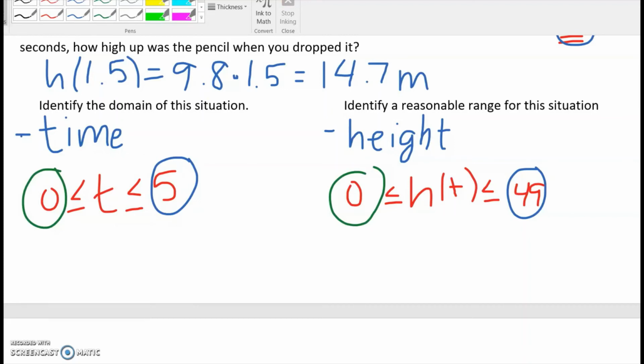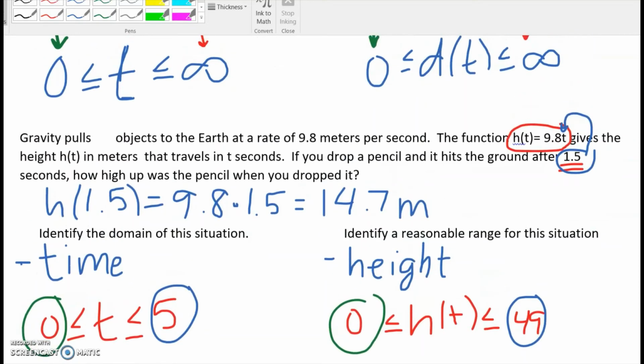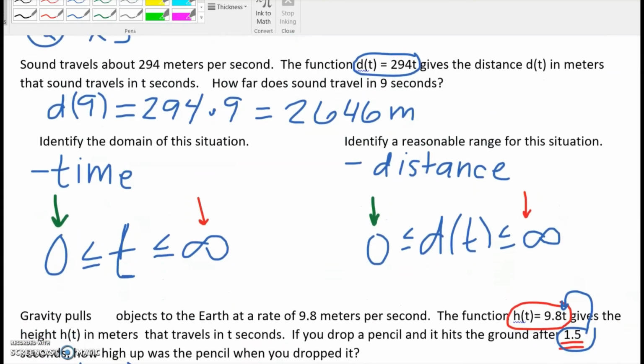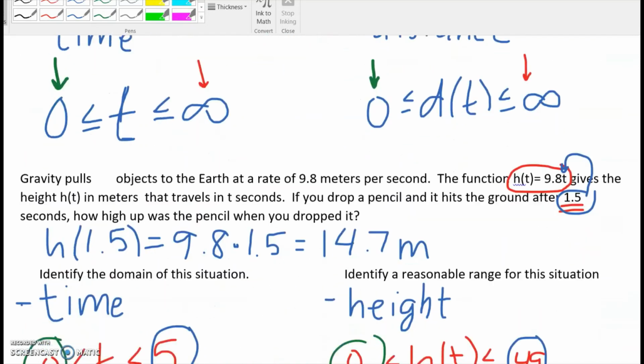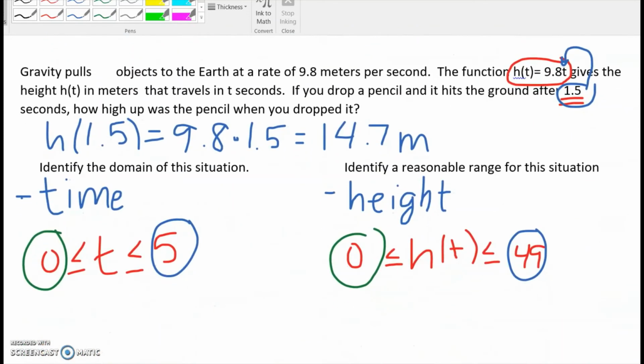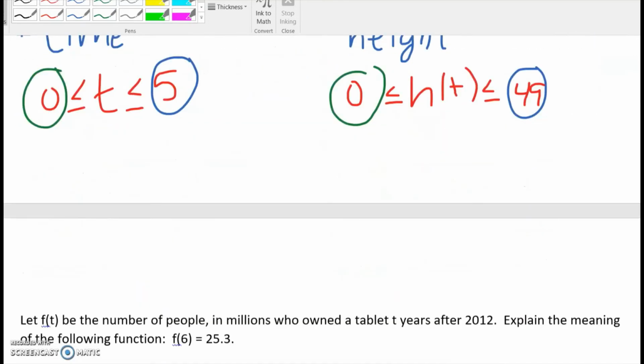So it's just up to you. As long as you can identify a reasonable domain and range, then you're good. For the last one, we could use infinity because sound can travel over light years. Sometimes when a star bursts, we don't even hear it until years later because it has so much distance to cover that it takes so long. So it really is an infinite amount of time. But with dropping a pencil on the ground, we can't drop a pencil from one part of space to another part of space because gravity only works on Earth. So we have to worry about things that are a little bit more of a smaller situation.